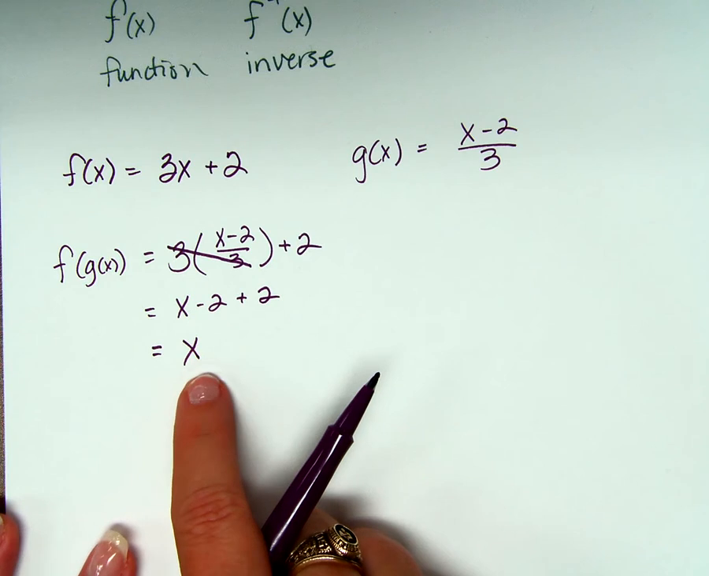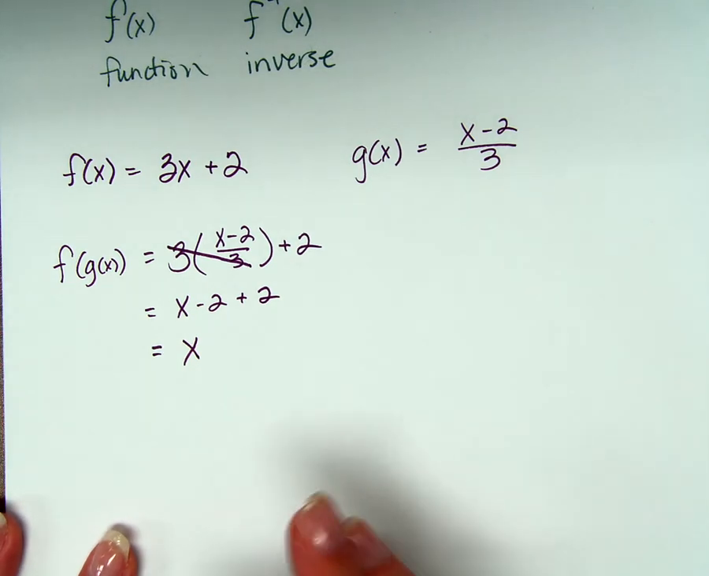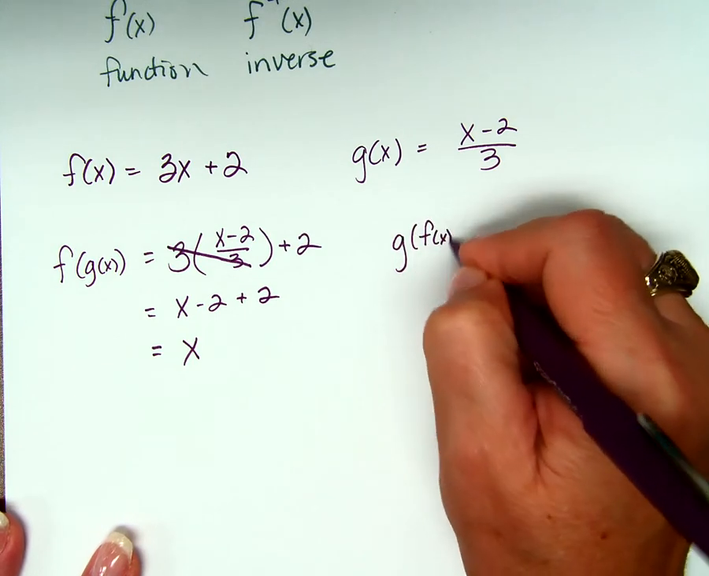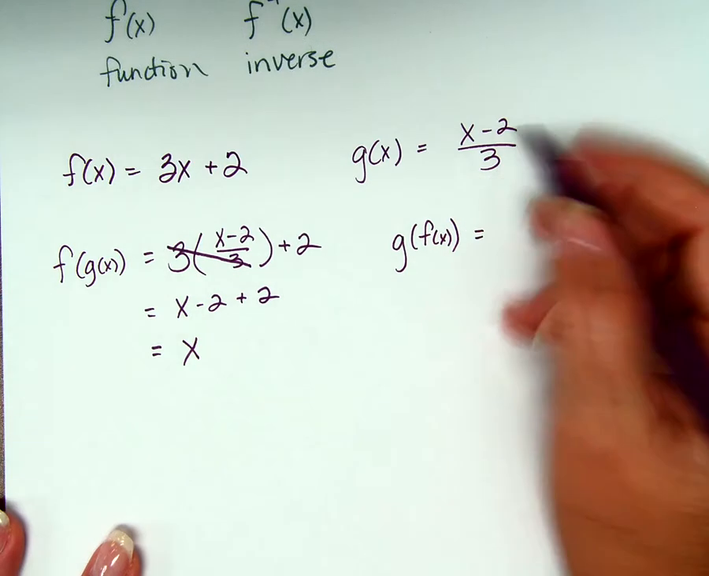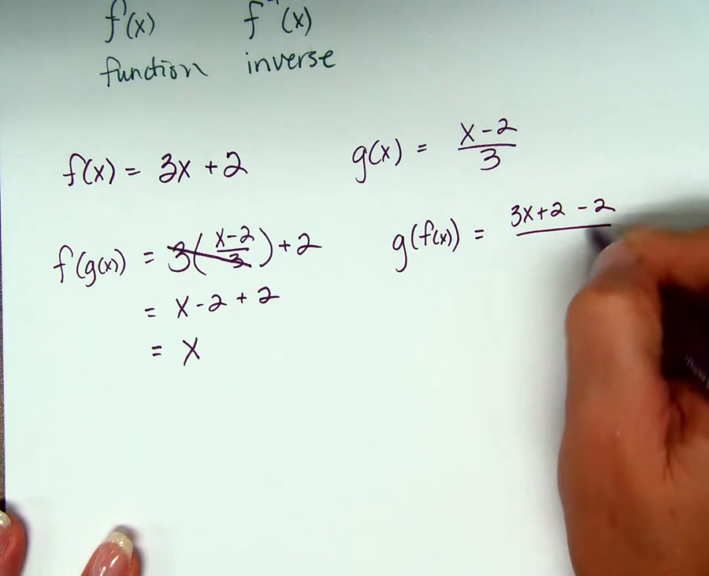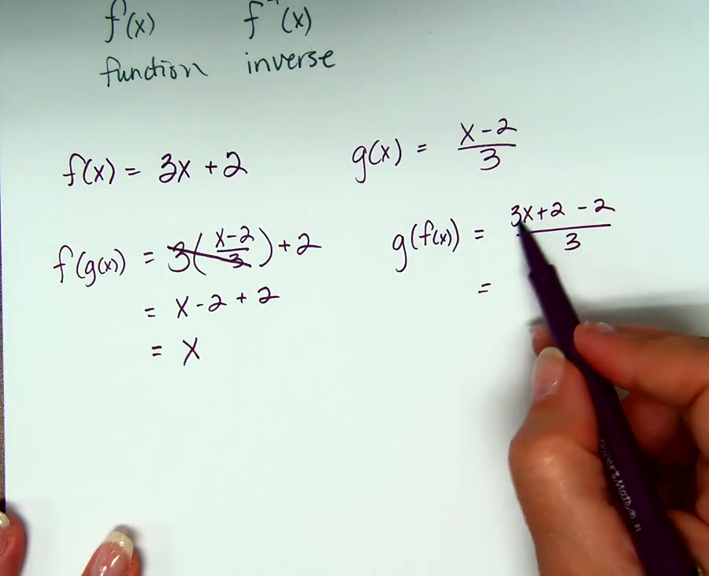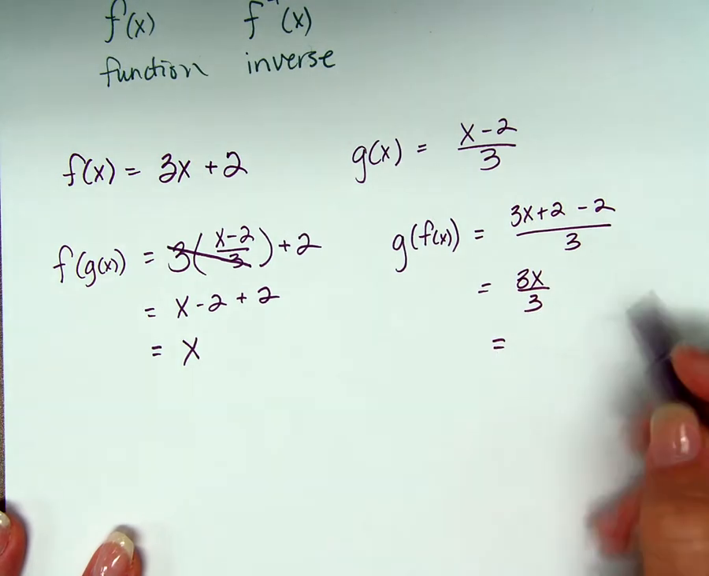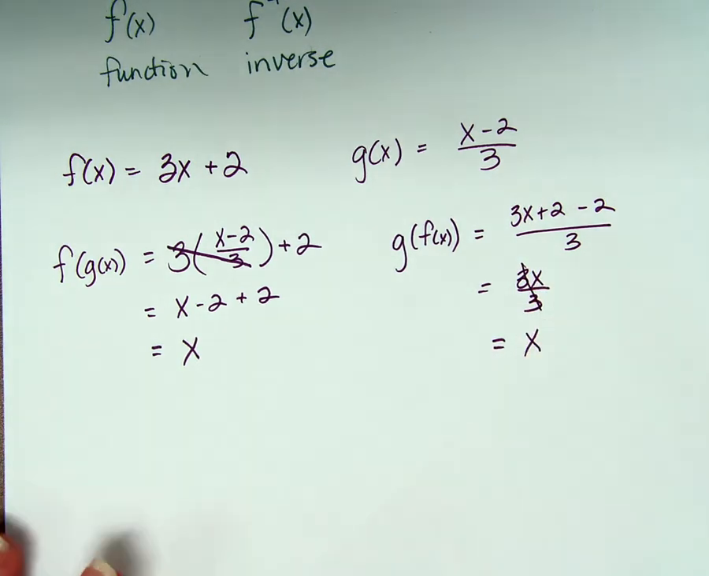Is that enough for me to know that that is an inverse? No. What else do I have to do? Yep. I have to do g of f of x. So start writing g, but whenever I get to an x, I'm going to write 3x plus 2. Well, I have 3x plus 2 minus 2, so that's 3x over 3, which equals x. Now have I done enough to verify that these two functions are inverses? Yes. Okay. Any questions about that?